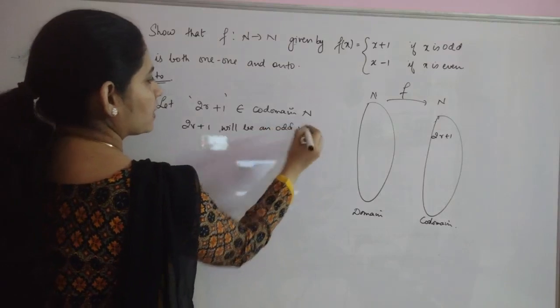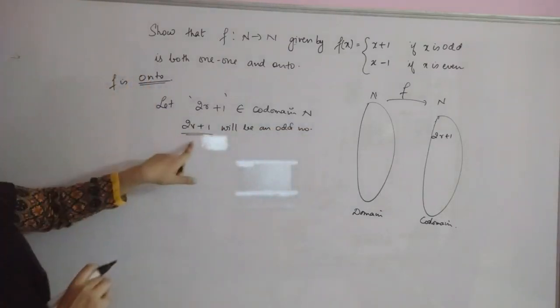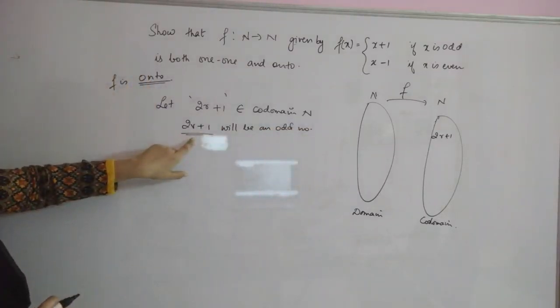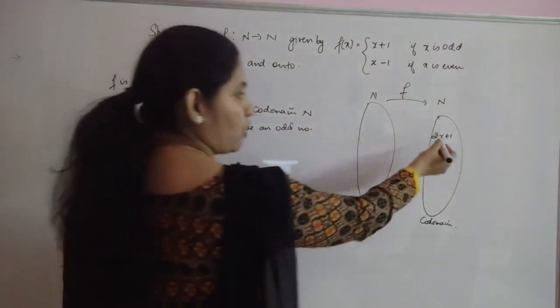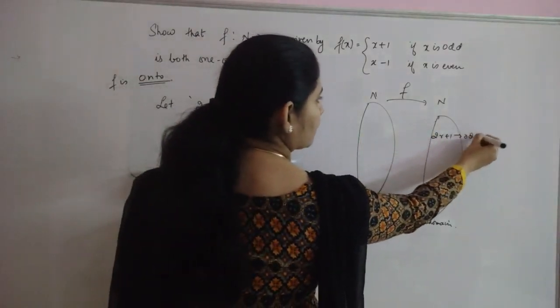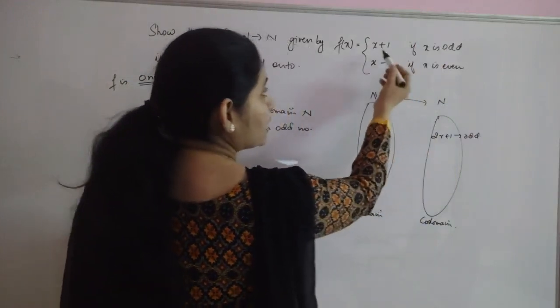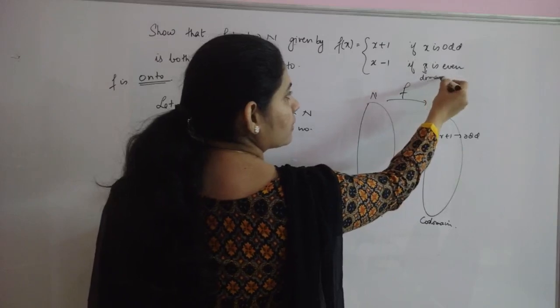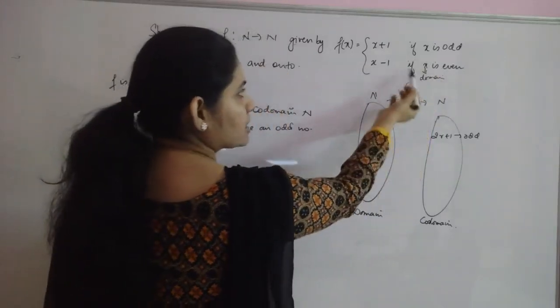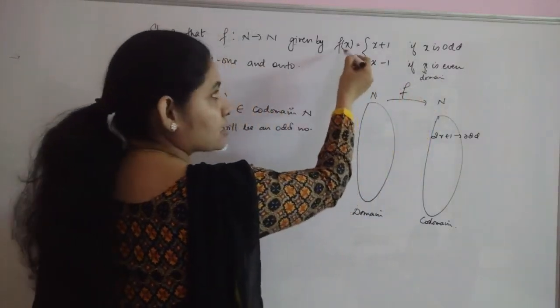It will be an odd number, right? 2r plus 1 is the form of an odd number. So for an odd number in the codomain, I have taken this as an odd number. Now you just see, if this x is in the domain, for any x in the domain, you are getting x minus 1 in the codomain.